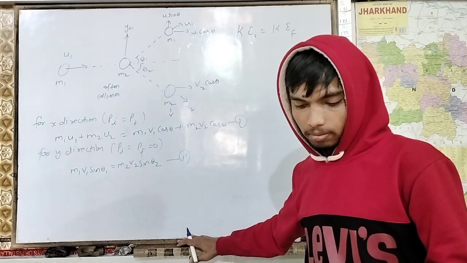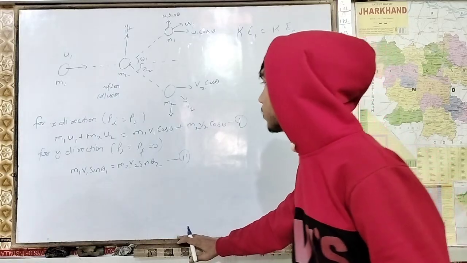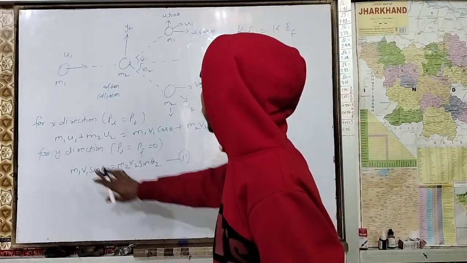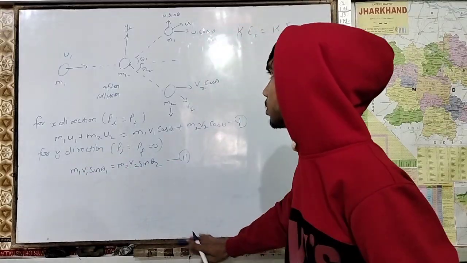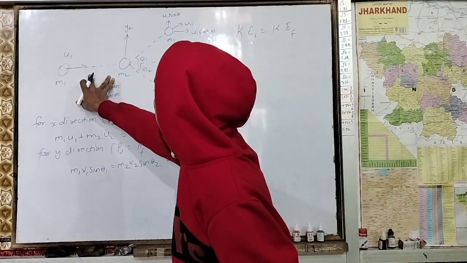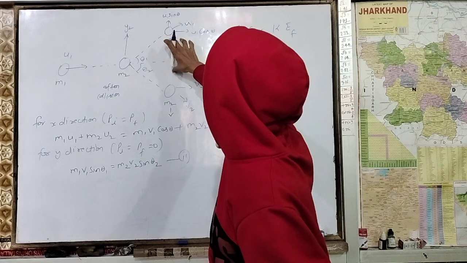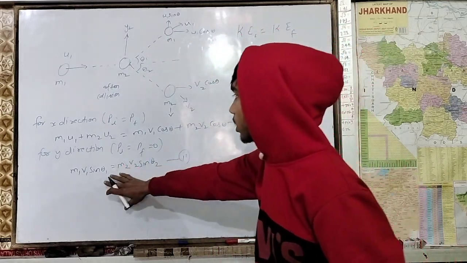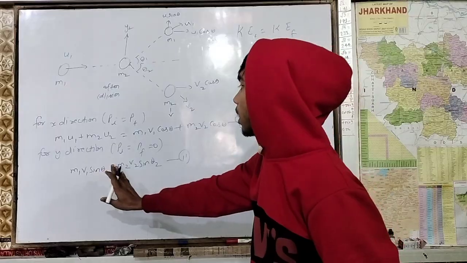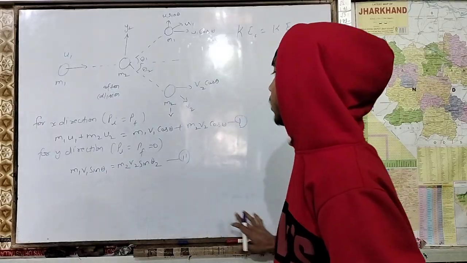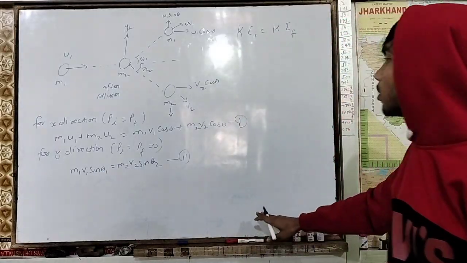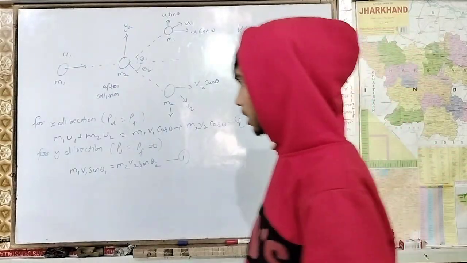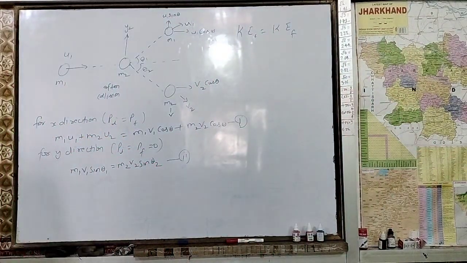equations will be used. The first equation was this, and the second equation is this: m1 u1 plus m2 u2. Just add the momentum before and after the momentum, horizontal, and then vertical. Vertical before collision will be equal to after collision. For the kinetic energy, initial kinetic energy is equal to final kinetic energy. There are three equations.